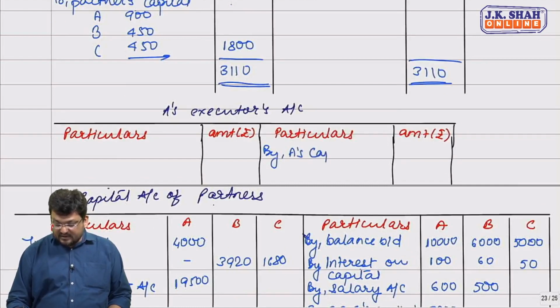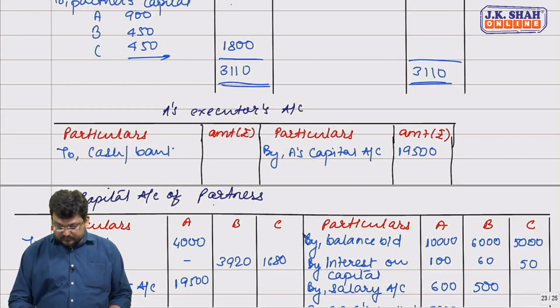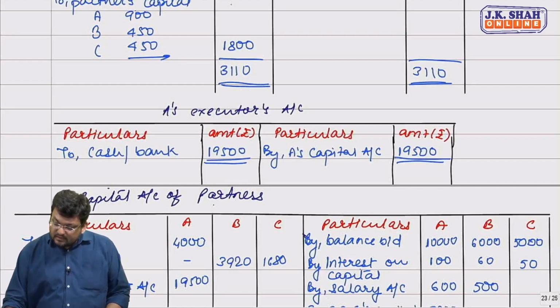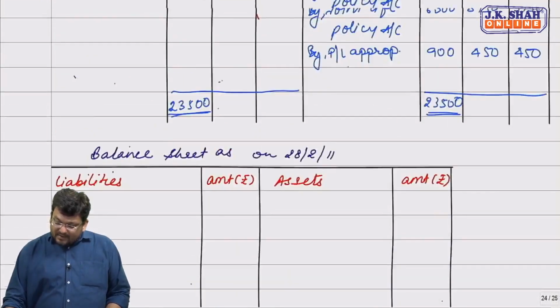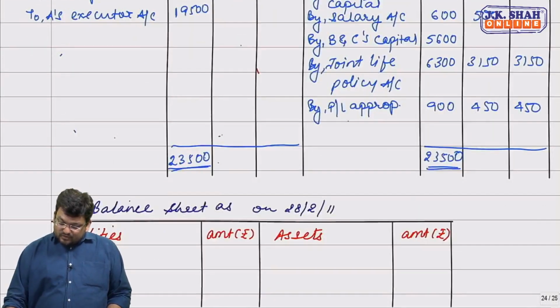And they have very clearly said A's executor has been paid in cash. A's executor's account is being settled in cash. So to cash or bank account, 19,500. Correct? Balance in B and C's capital is to be carried forward.